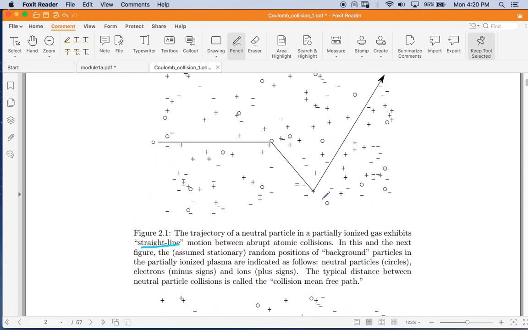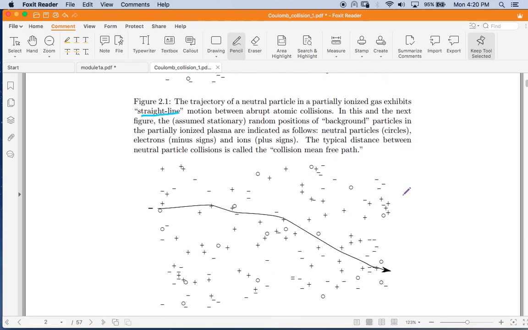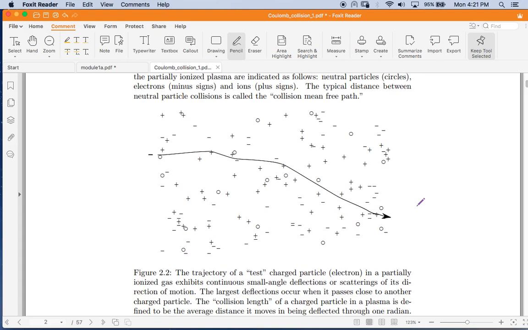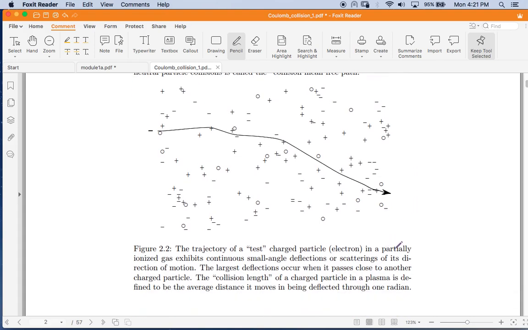Okay, and the collision length, or the mean free path, if you will, of a charged particle in a plasma is defined to be the average distance it moves in being deflected through 1 radian. Here it's easy enough: it's the mean distance between each collision, and the collisions are very easy to define because the deflections are very pronounced. Here the deflections are not as pronounced, they're very gentle. So you define an initial direction, and after whatever length the deflection from this initial direction has exceeded 1 radian, you call that the mean free path. Okay, so this is the nature of Coulomb collisions in an ionized gas. All right, now let's see how this comes about.